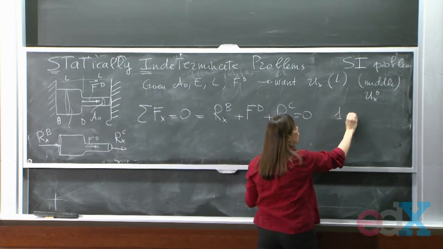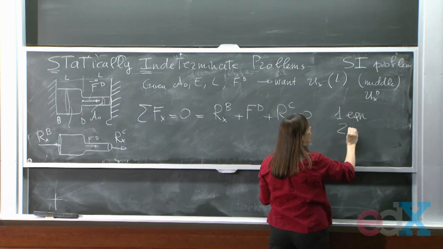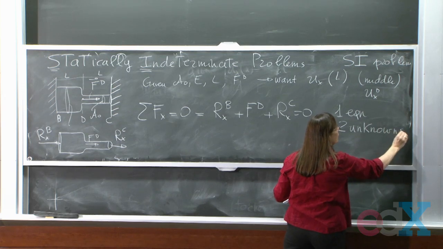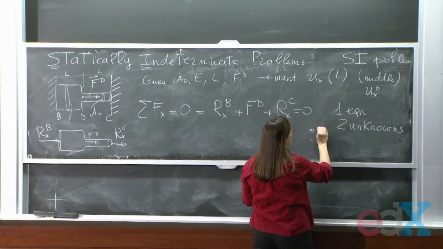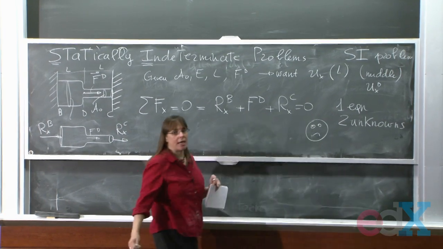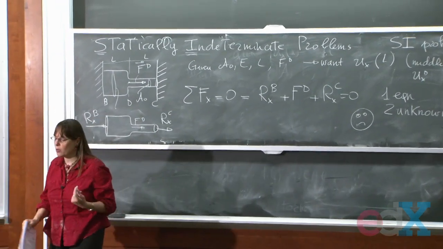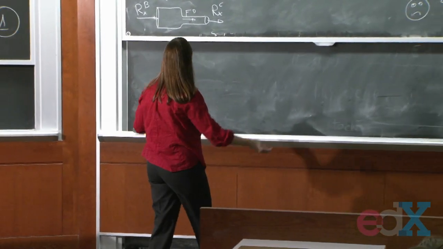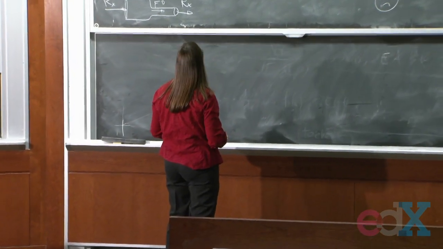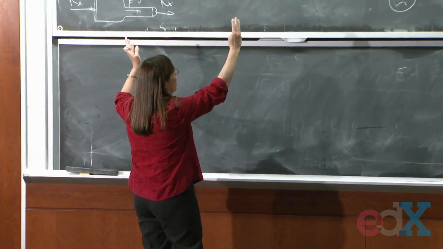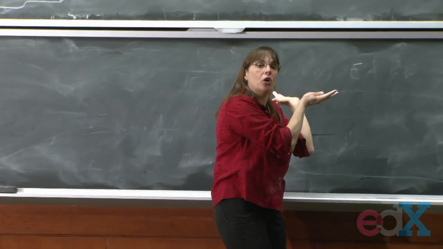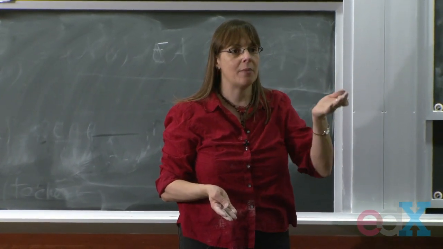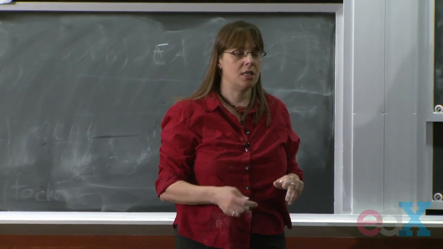I have one equation, and I have 2 unknowns. So I am extremely unhappy because I cannot solve this. I cannot just use equilibrium to solve this problem in my normal forward way. So that's why it's called statically indeterminate, because static equilibrium alone cannot determine the solution. There is something else going on.